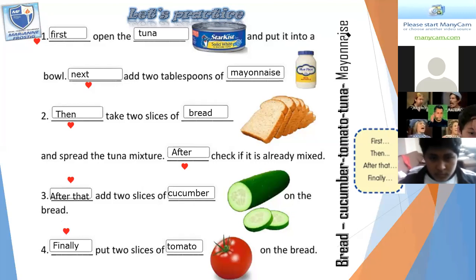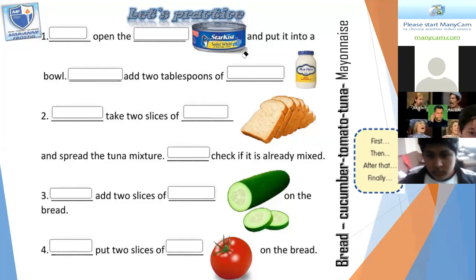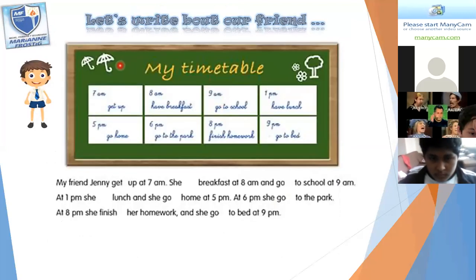Okay. Let me erase the answers, okay? Okay, guys. Let's see. Here. Please, Mikael, help me to read the title, please, Mikael. It's Write About Our Friend. Very good, guys. Let's write about our friend, okay? Look. He's Pepito, okay, he's Jenny, okay, the name is Pepito Jenny, Pepito Pancracio Jenny, okay? And here, guys, I have Pepito's, Jenny's activities, okay, activities. Get up, have breakfast, go to school, have lunch, go home, go to the park, finish homework, and go to bed, okay? And here, guys, I have the text.